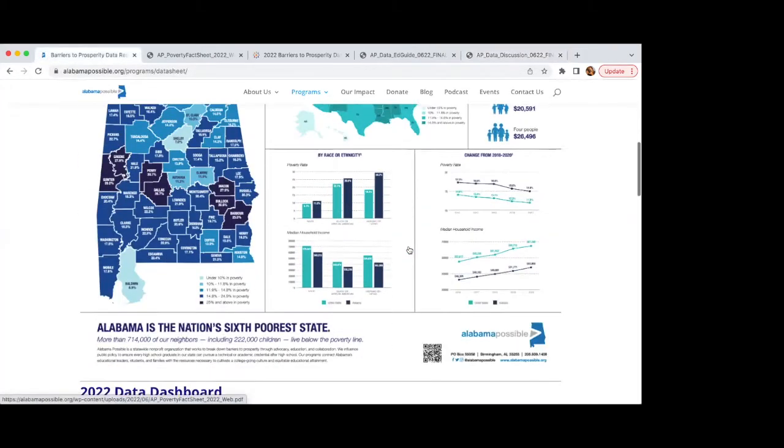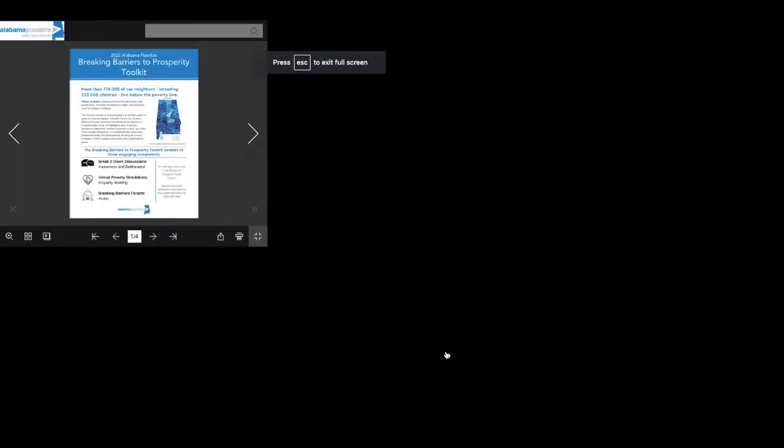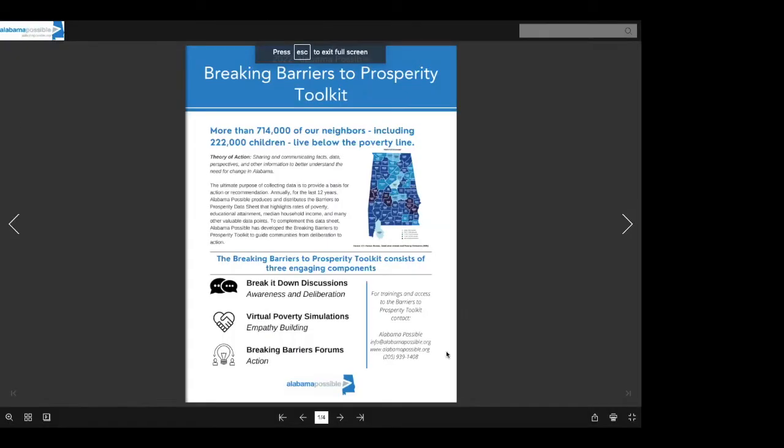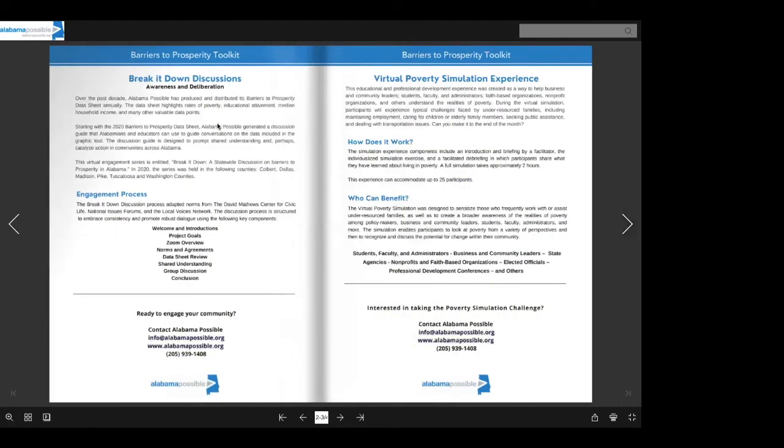And our last resource that we have is our newest resource. It is our toolkit. So our Breaking Barriers to Prosperity toolkit. And this toolkit is for communities that want to get involved in a more focused and long-term project. So the first component of the project is going to be the community discussions. And these are meant to promote awareness and deliberation among the convened group.